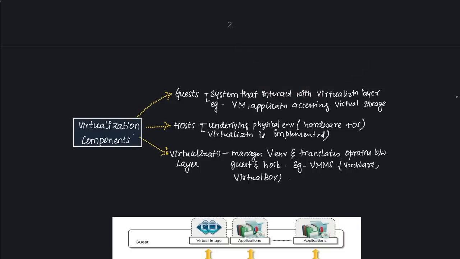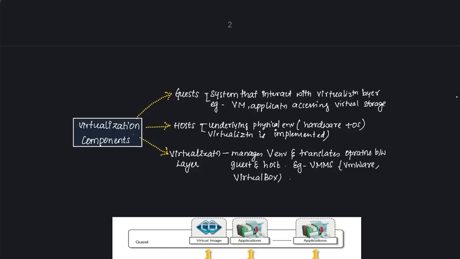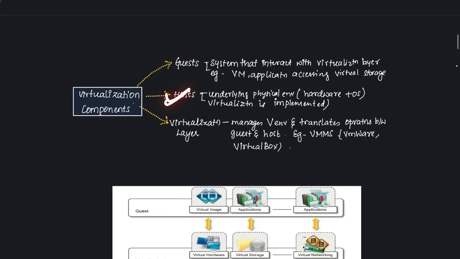So here it could be the operating system, or it could be any application that will run under the virtualized environment. So here the guest will operate within the virtualized environment layer, and it is created by using the virtualized technology. So guest, yeah, that was about guest. Next we have is host.